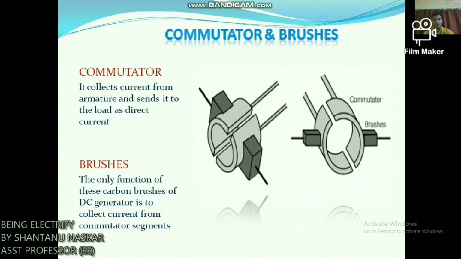Brushes are usually made from carbon or graphite. They rest on commutator segments and slide on the segments when the commutator rotates, keeping the physical contact to collect or supply the current.